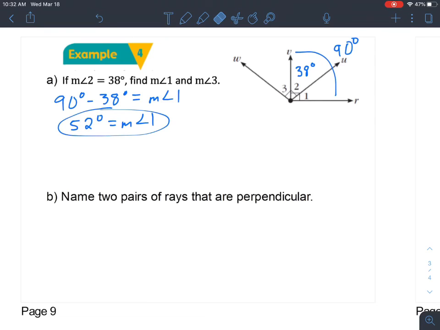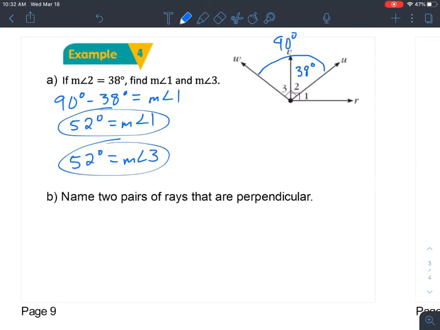Now that we know that that is 52 degrees, then we can go ahead and solve for angle 3. And I notice as well another right angle there for angle 2 and angle 3. So that means that these two are also going to make 90 degrees. And that means then that if we're going to do 90 minus 38 again, well, 52 degrees must be the measure for angle 3 as well.